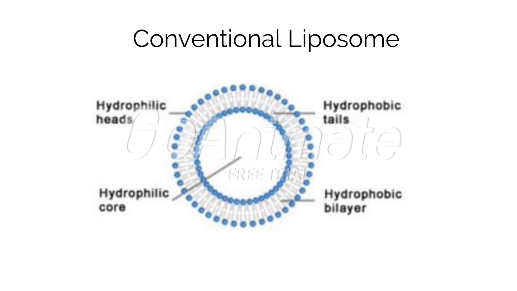As we see in the figure, the conventional liposome has a hydrophilic head and hydrophobic tails. It also consists of a hydrophobic bilayer, and in the hydrophobic bilayer we can store water insoluble drugs, and in the hydrophilic core we can store water soluble drugs. We cannot use them as drug carriers because they are unstable in nature, and also they have low drug carrying capacity and they can leak the drug.